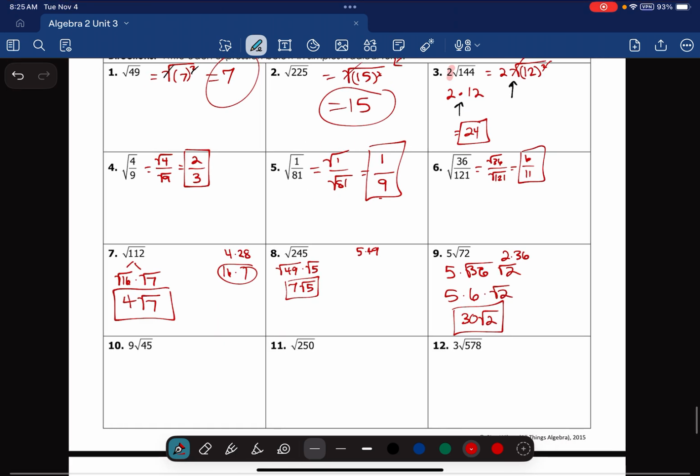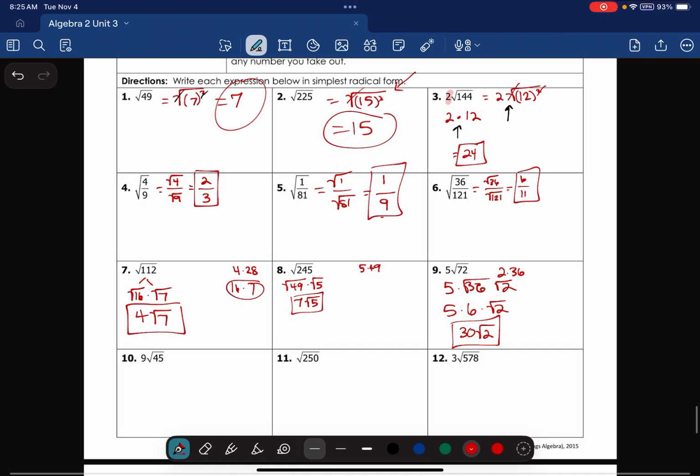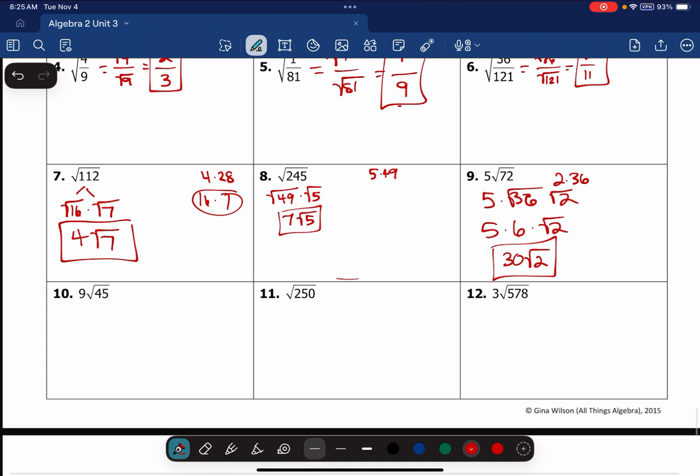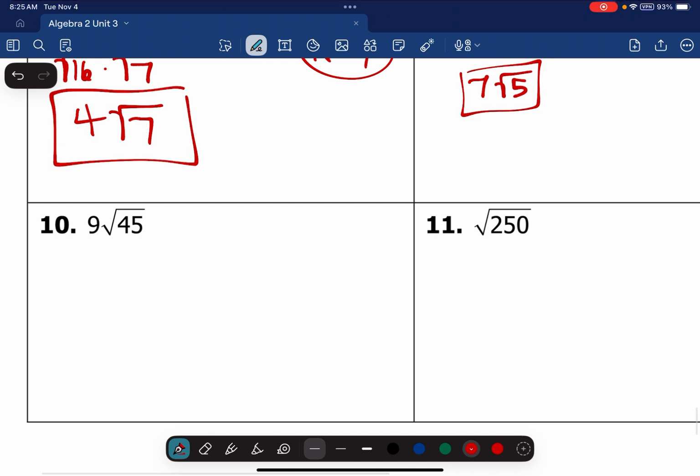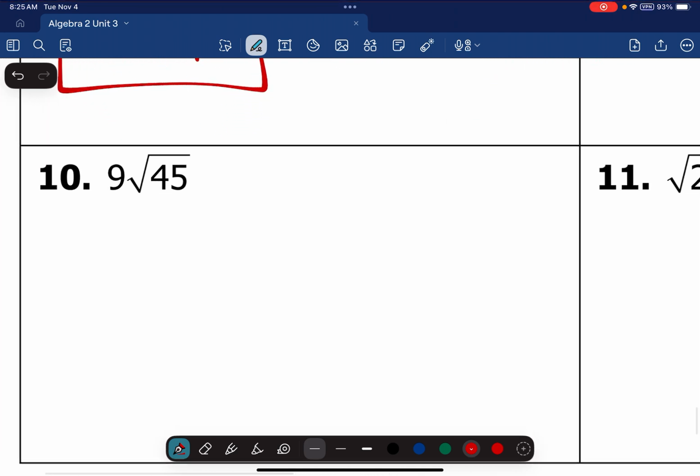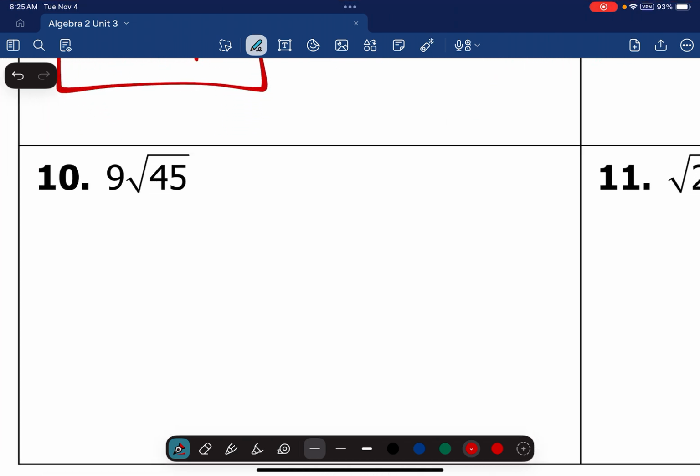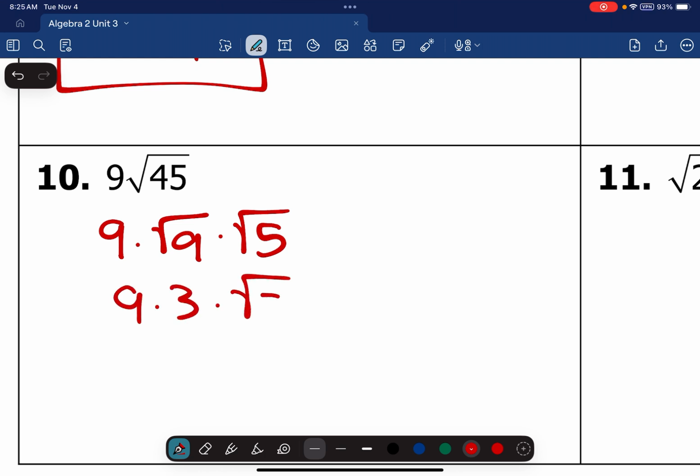Okay, I'm going to zoom out just for a second. And then we're going to finish the last 3, and then I will pause to ask if there are any questions. Okay, so we have this 9, 45. 45 is radical 9 times radical 5. 9 is a perfect square. 3 times 3 is 9. So 9 times 3 here is 27, radical 5.